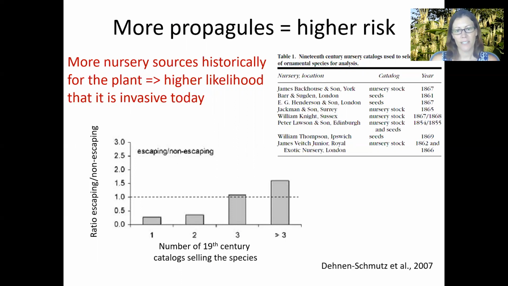Whereas if it's sold year after year after year by that nursery catalog, and I plant it again and again and again, even though I keep killing it with my black thumb year after year, eventually maybe it survives. Eventually that means, okay, finally this is a good year for it. Eventually it establishes, then it has those opportunities to spread and go on and become invasive. So propagule pressure really matters.